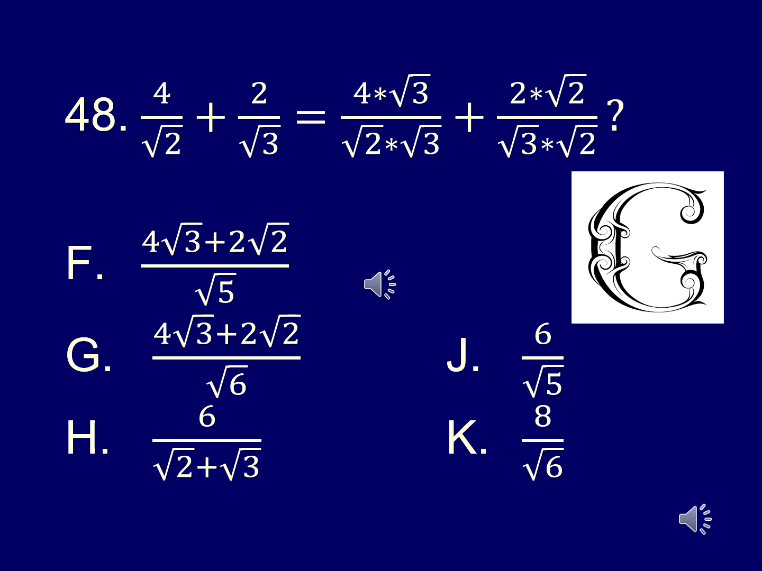On top, I multiply by the denominator of the other fraction, so 4 times the square root of 3 plus 2 times the square root of 2, and conveniently, that's exactly what the answer to G is, and that's why the answer has to be G.